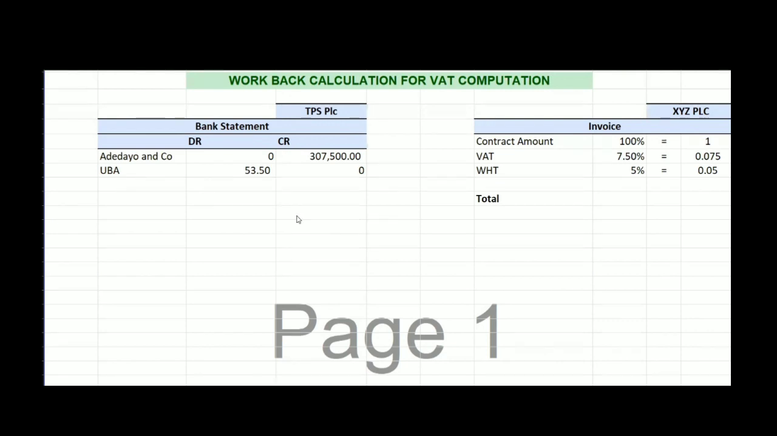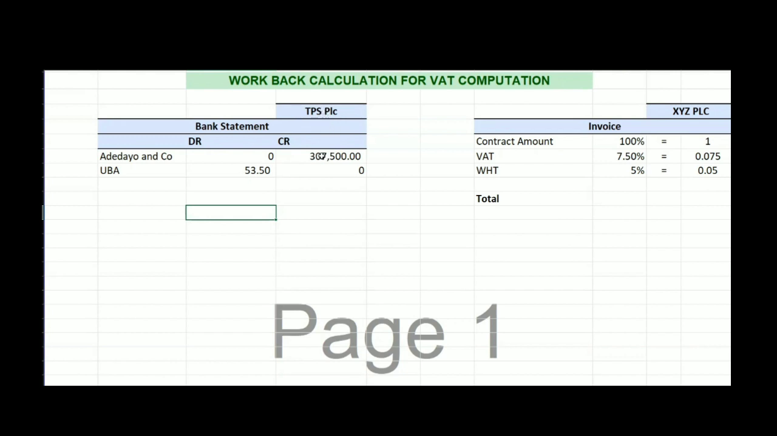So now I have a dummy bank statement and dummy invoice here that I will be using to illustrate this to you. So let's assume we have this bank statement and there's an inflow of 307,500 from Adedayo & Co. And let's assume we don't have the invoice. And as a tax person, I'm supposed to assume that Adedayo & Co. would have withheld some amount from these amounts they paid in to TPS PLC.